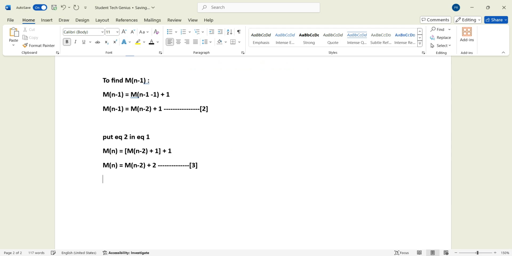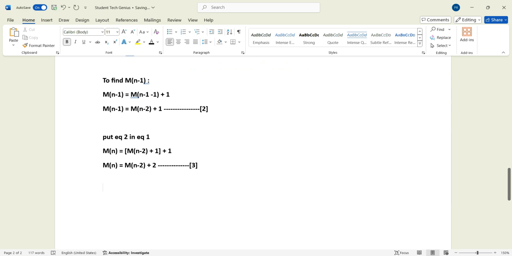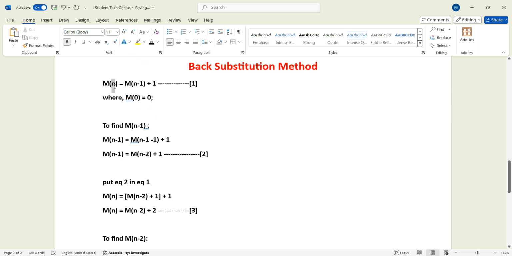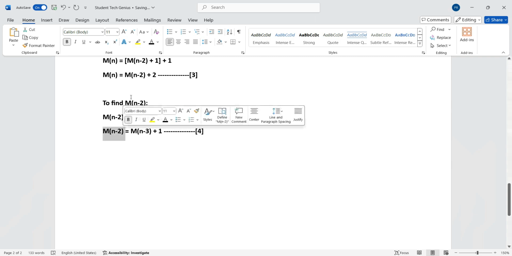This is equation number 3. Now I still have a function of m in the right hand side. So I need to find m of n minus 2. To find m of n minus 2, I am putting n minus 2 in place of n in equation 1. What I have got as m of n minus 2 is m of n minus 3 plus 1. So putting the m of n minus 2 value in equation number 3.